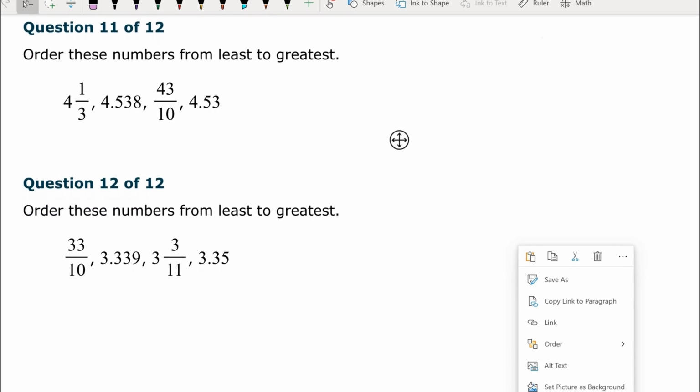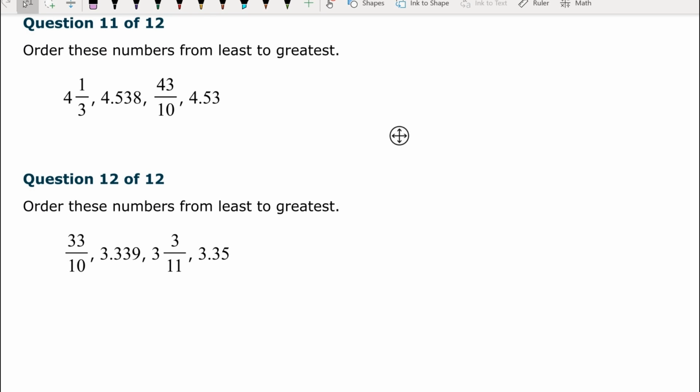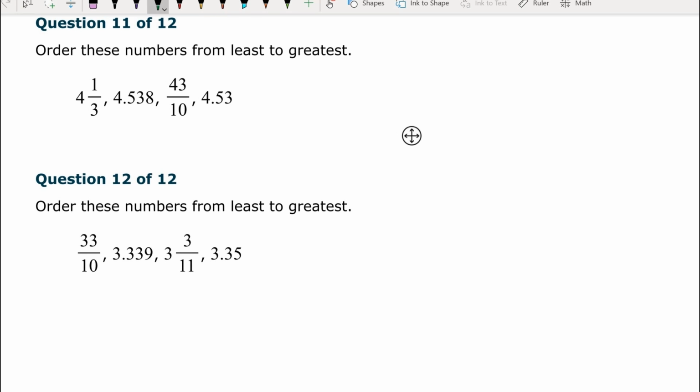Alright, number 11. The most convenient way is to write them all as decimal numbers. 4 and 1/3: 1 divided by 3 would be 0.33333, so that will be 4.3 with a bar on top. This is 4.538. This is 43 divided by 10, which will be 4.3. And the next one is 4.53.